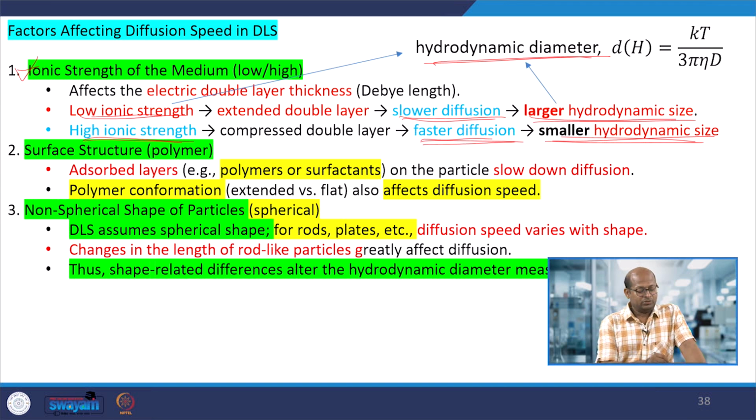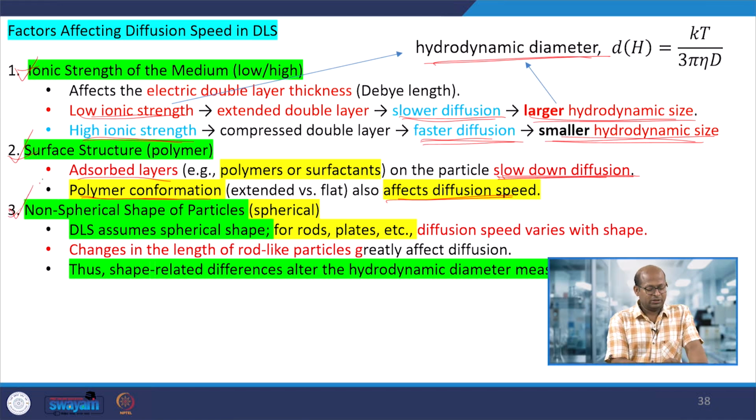At the same time, surface structure also matters, as I said. When we prepare nanomaterials in nanofluids, dispersed in a fluid, sometimes we use polymers or surfactants, which cover the outer surface of the nanomaterials. Those polymeric layers would also affect the speed of the Brownian motion of the particles. So when adsorbed layers or polymer surfactants adsorb on the surface of the particles, they slow the diffusion.